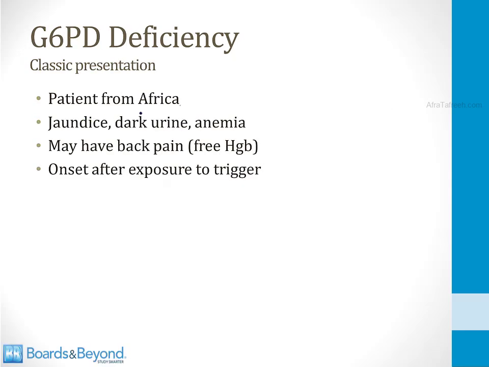So the classic presentation is a patient from Africa who develops the sudden onset of jaundice, dark urine, and anemia. They may also have back pain that can be caused by the free hemoglobin, and the onset of the episode is after exposure to one of the typical triggers.